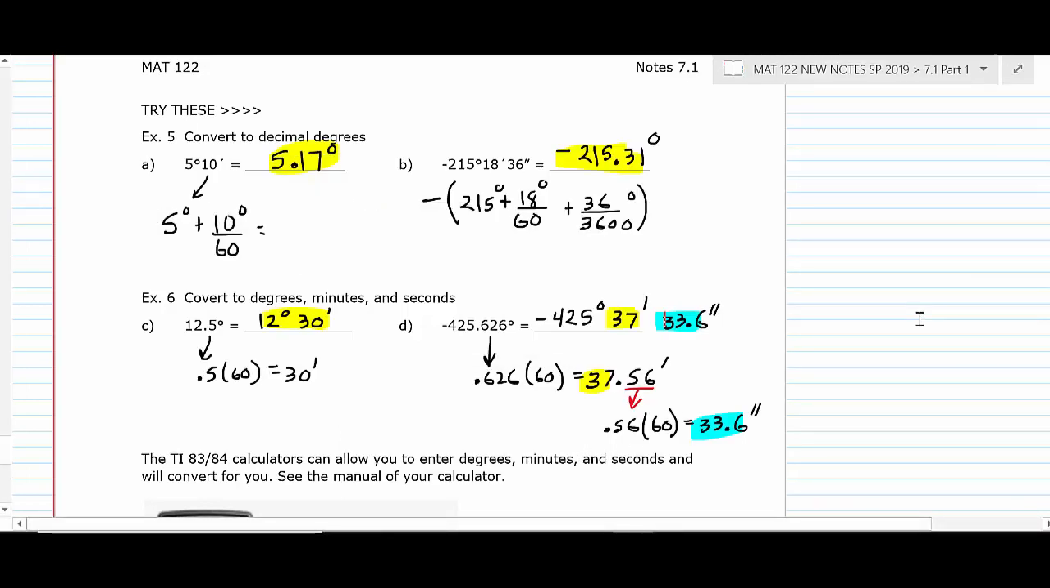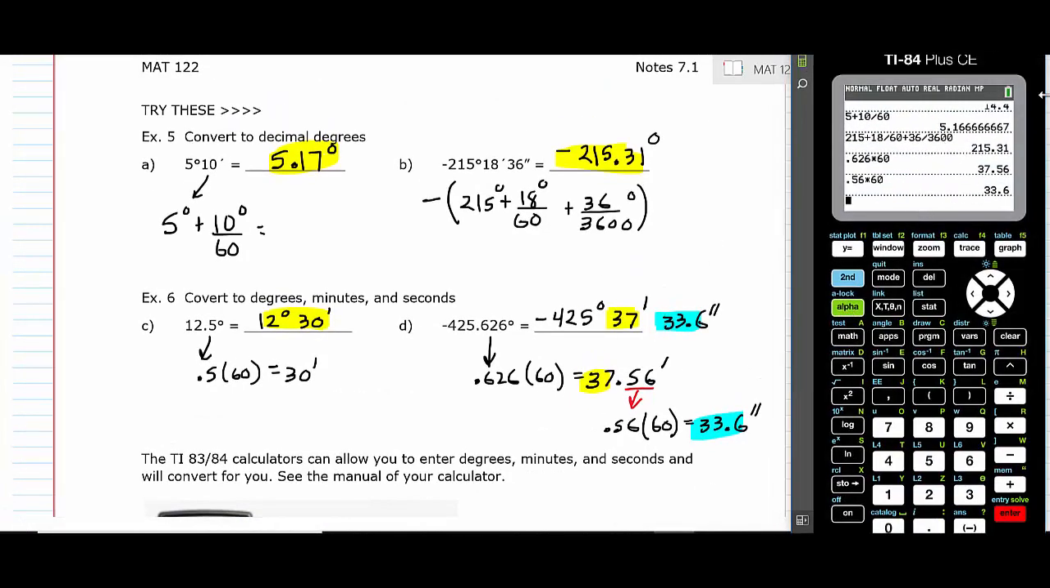Okay, so you can kind of check over and see if you got these answers and see if you did something wrong. Go through and think about what you did wrong. So again, I just did all these on the calculator. This one I just do in pretty much one big step. So 5 plus 10 over 60 gives this, and then I just rounded that off to 5.17 and round it off to whatever you want to.